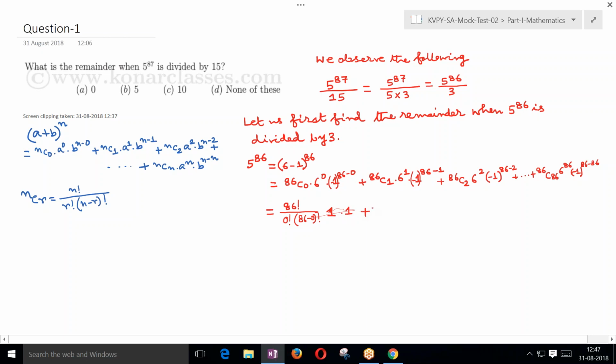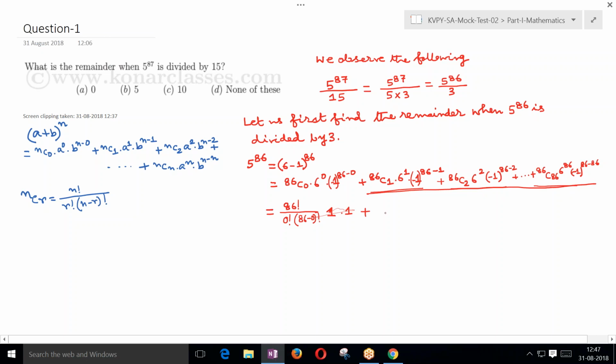After that, what will happen here? You see, in this term there is a 6 power 1, we can take 6 common. Here 6 power 2 is there, you can take 6 common. In the next term also there will be 6. So in that way, in all these terms you can take 6 common.